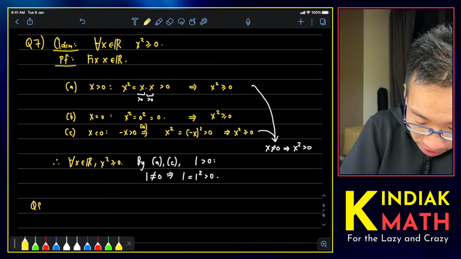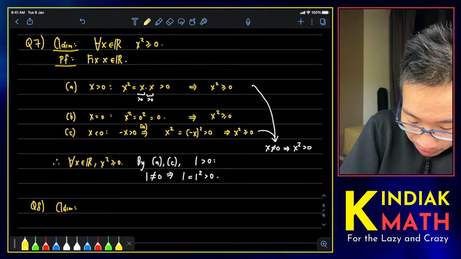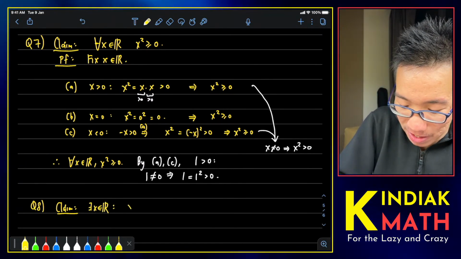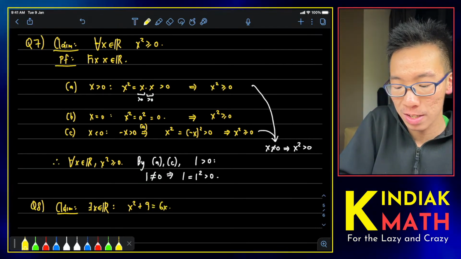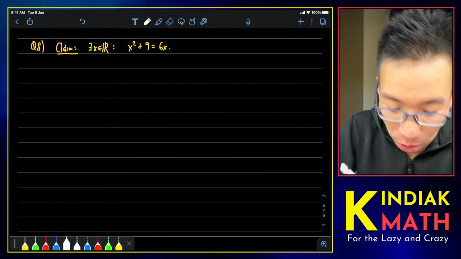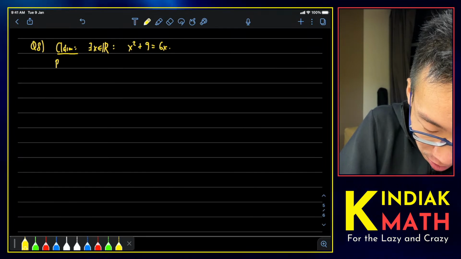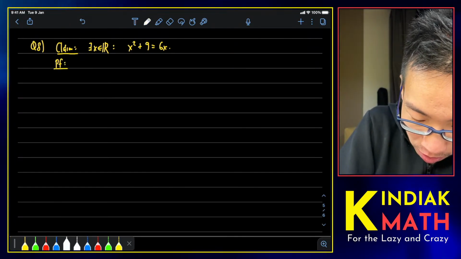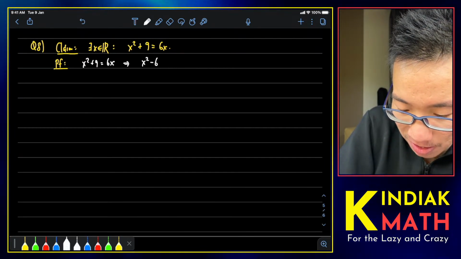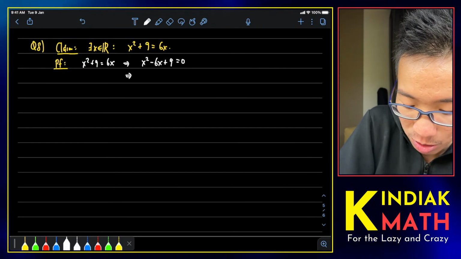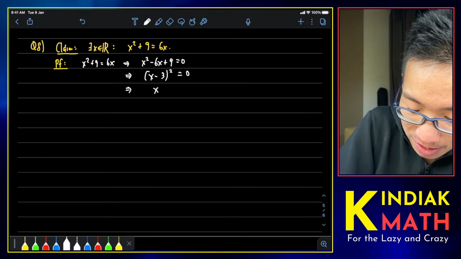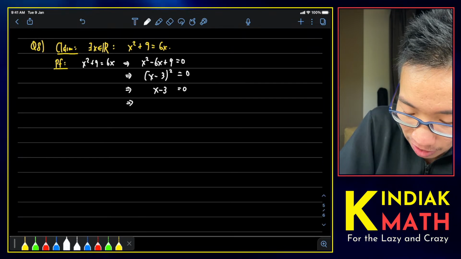Now, question 8. Here's the claim. The claim is that there exists a real number x with the property that x squared plus 9 equals 6x. So let's try to go on a hunt for this x, right? So here's our proof. Well, we need to show that x squared plus 9 equals 6x, which means that x squared minus 6x plus 9 equals 0, which means that x minus 3, by completing the square, is equal to 0, which means that x minus 3 equals 0, therefore x equals 3.